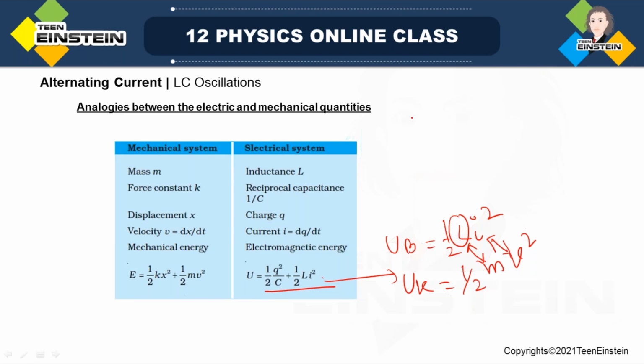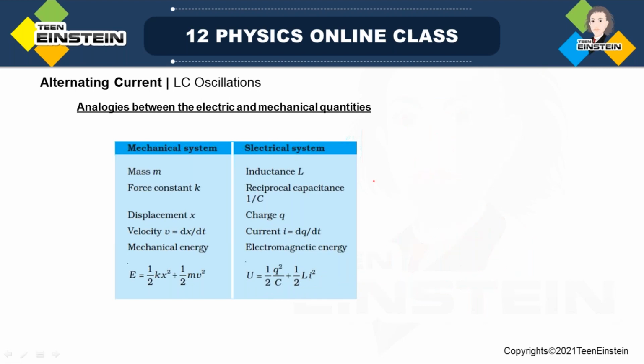So sometime you may be asked in a multiple choice type question: Q, X, L and C, which among these four is called electric inertia or electrical inertia? Then you have to write that L is called electrical inertia. And what is magnetic energy analogous to in the mechanical system? Kinetic energy is analogous to magnetic energy in the electrical circuit. Okay.